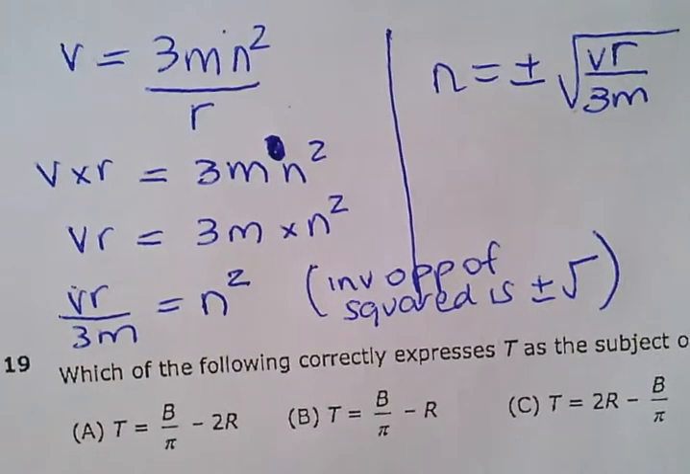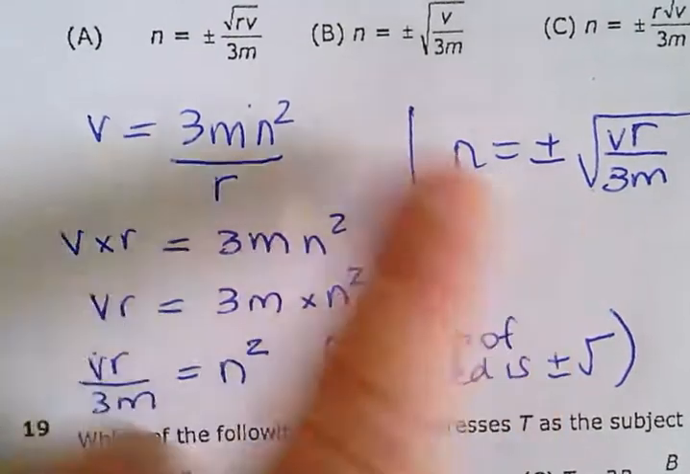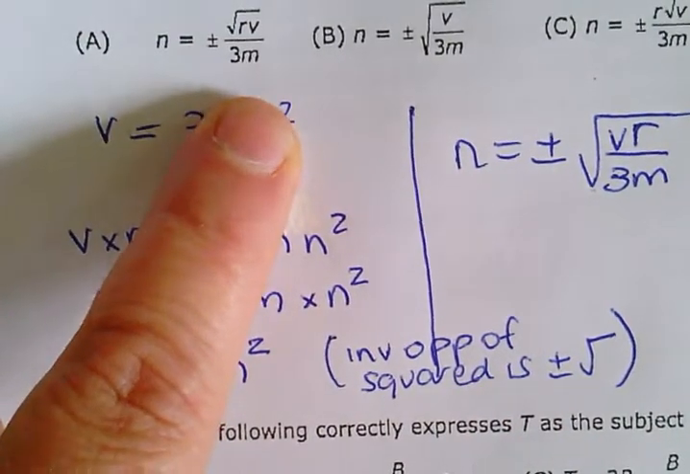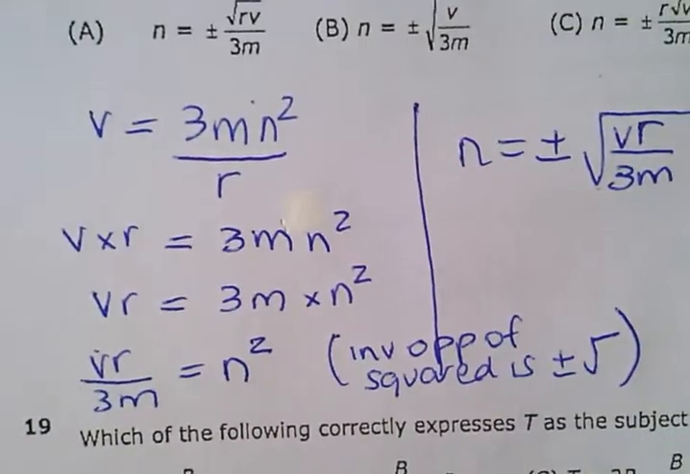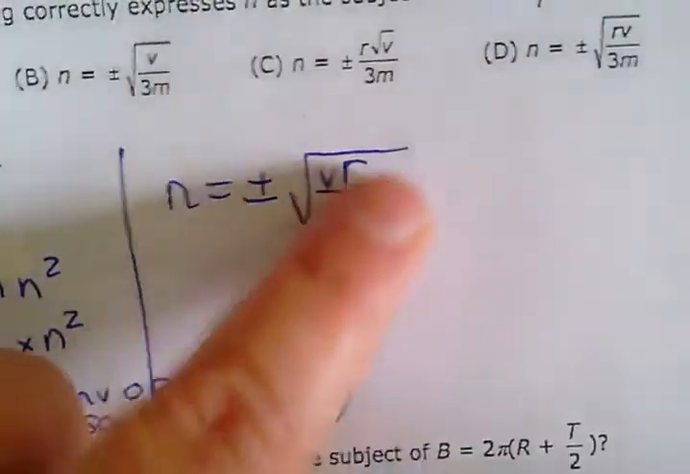Yes. You've got to do plus or minus the square root of the whole of the other side. Notice the square root sign does not cover the denominator, so just watch out for that. It's D.